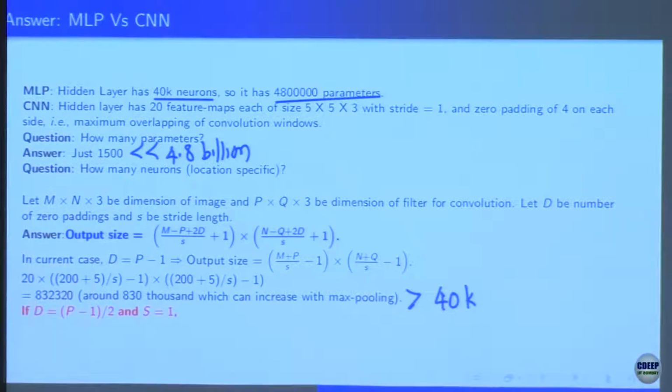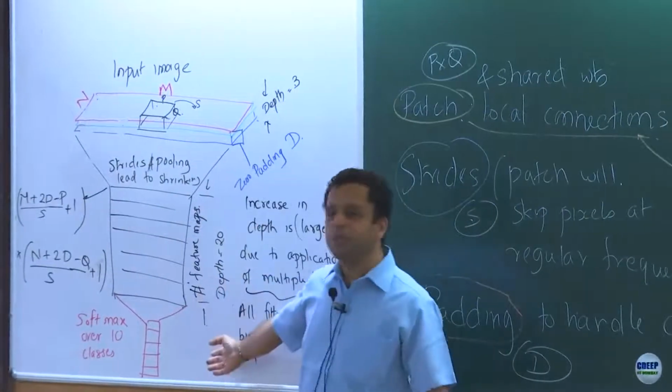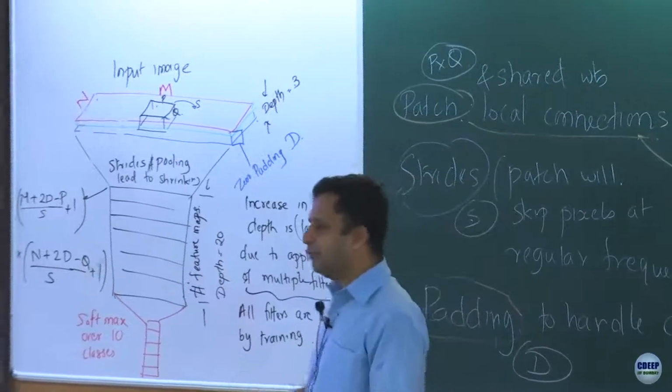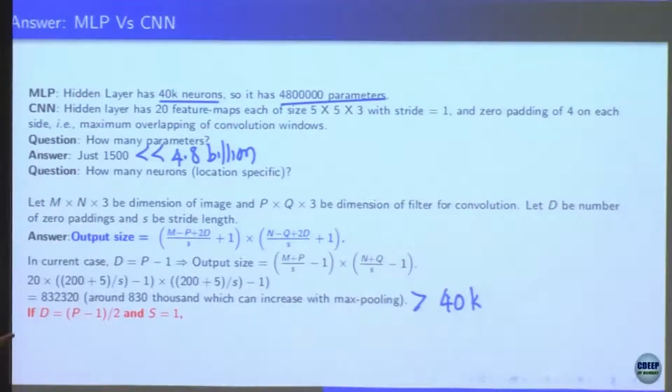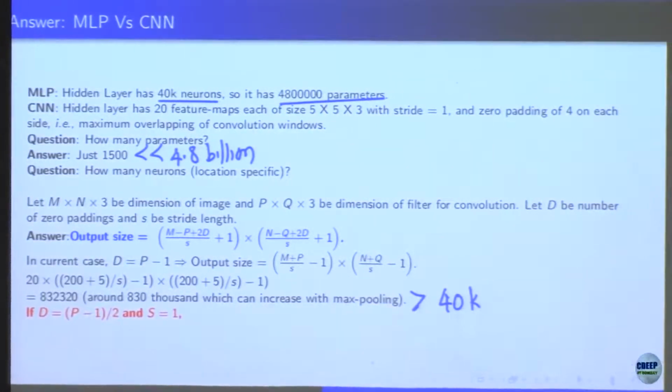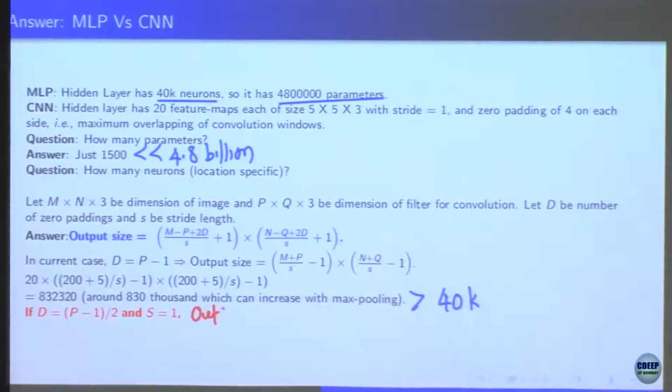Now somebody may say, okay, what about subsequent processing? This layer will end up having to deal with many more neurons. But remember, we are again going to use convolution. We may use convolution there as well. I am not saying we will, but if we use convolutions there, again we will have much fewer parameters. And I also pointed out that if D equals P minus 1 divided by 2 and S equals 1, what do you get? Output size will become equal to input size.